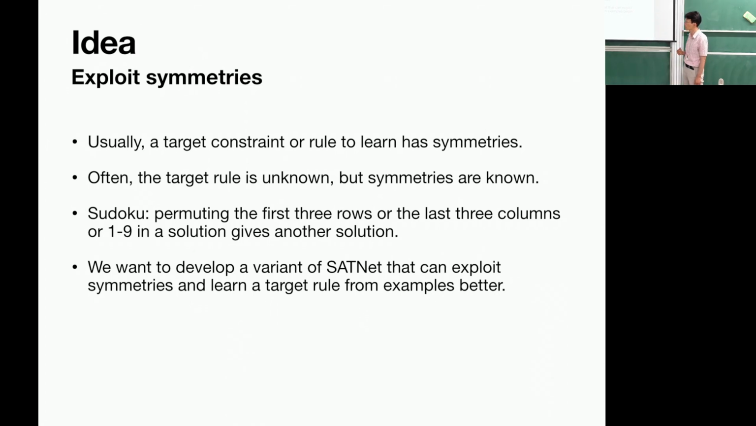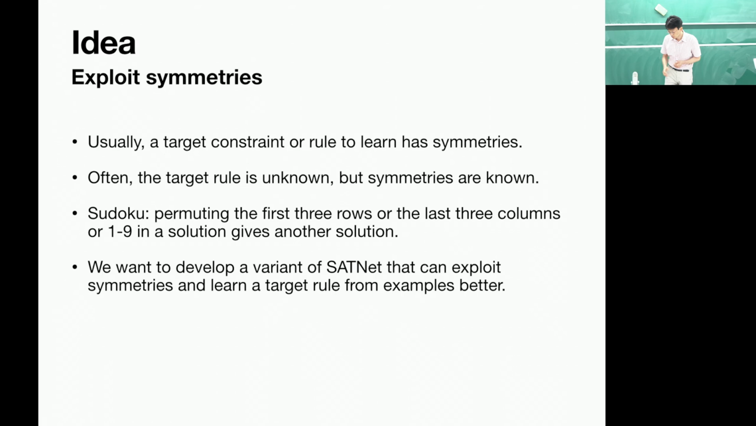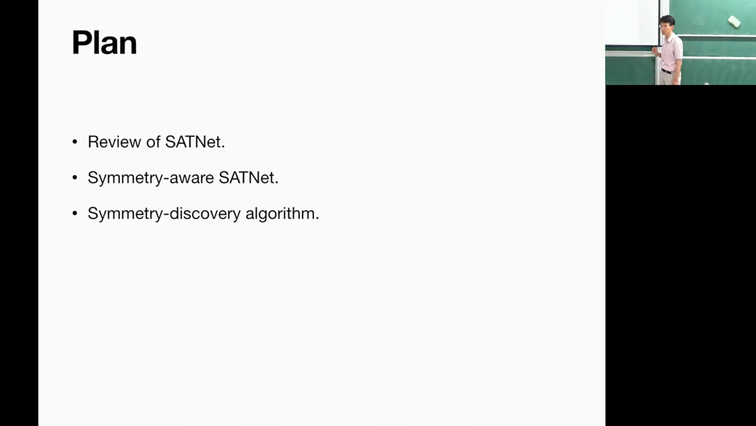So that's what we want to achieve, and I'm going to tell you about one outcome of this research direction. Okay, so here's the plan of my talk. I'm going to review SATNet a little bit so you can get some idea about what it is. Then I will tell you about our version of SATNet, which we call SymSATNet, symmetry-aware SATNet. This symmetry-aware SATNet will assume that somebody provides the collection of symmetries as a permutation group. But at the end, I will tell you about some algorithms designed to discover these symmetries automatically in certain cases.